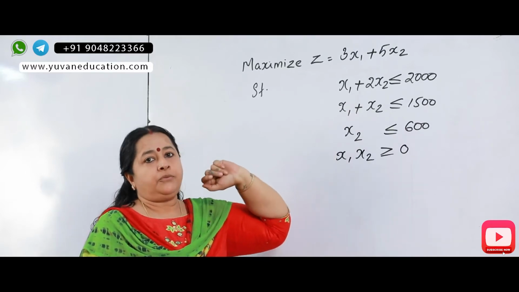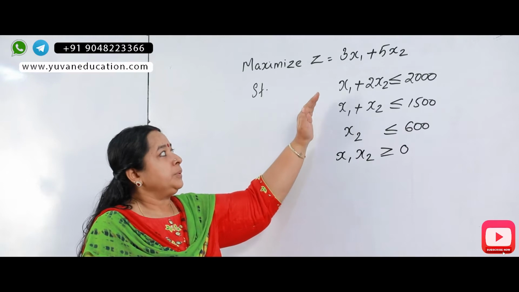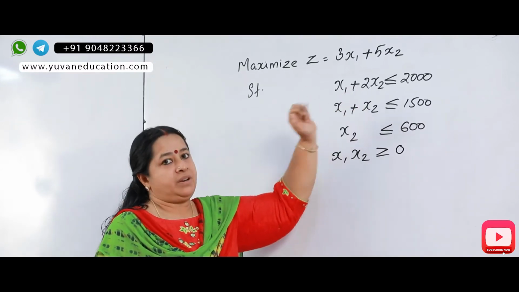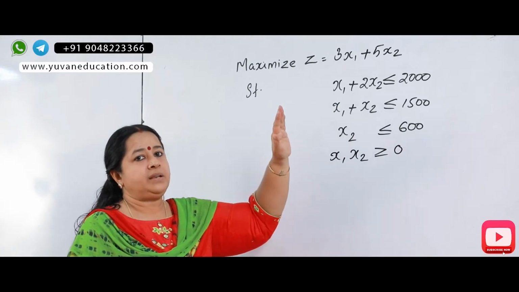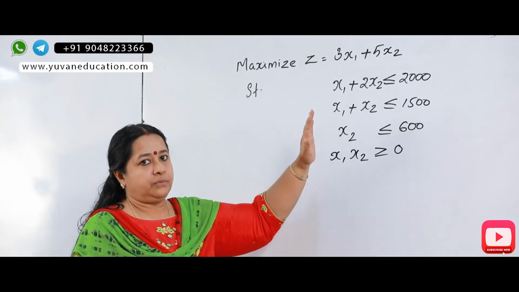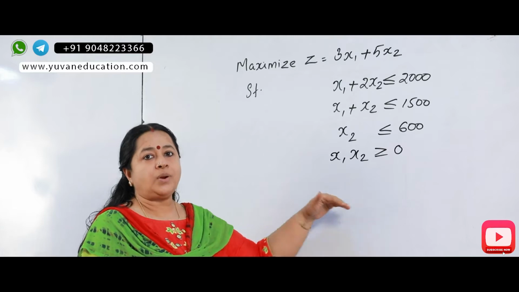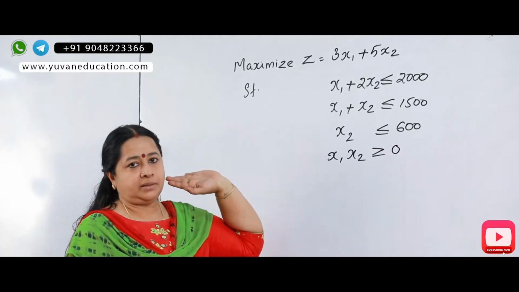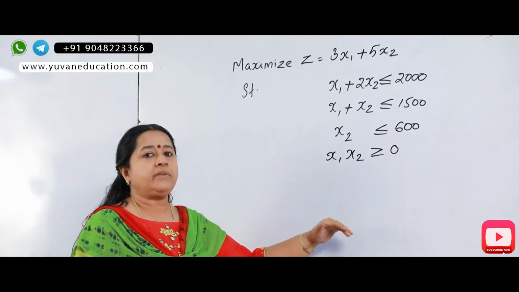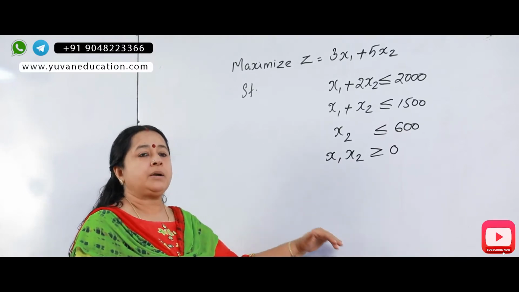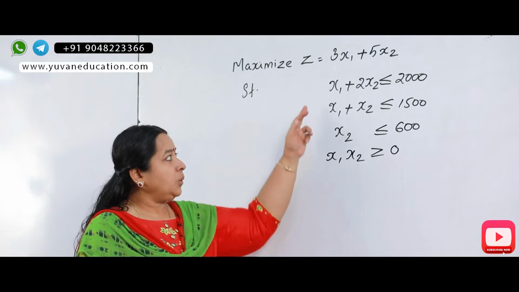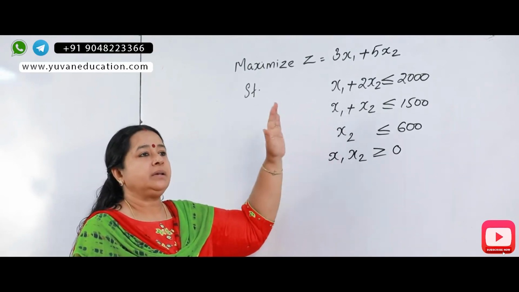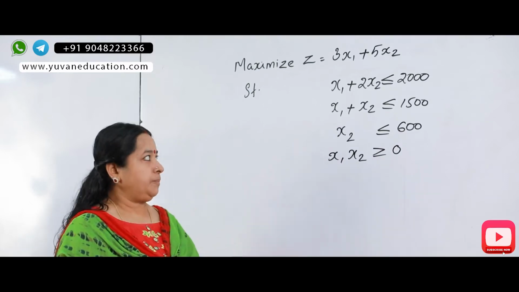While doing a graph, we have to note that there must be only two variables. If there are three variables, we can't do a graph. That is, x1 is one axis and x2 is the other axis. If there is another variable x3, we can't put an axis. So only two variables. If there are only two variables, we can do a graph.